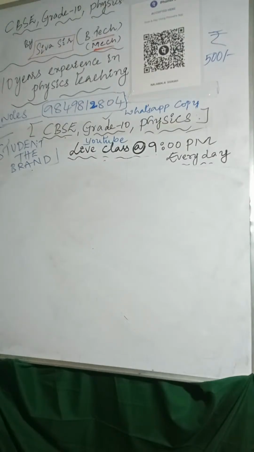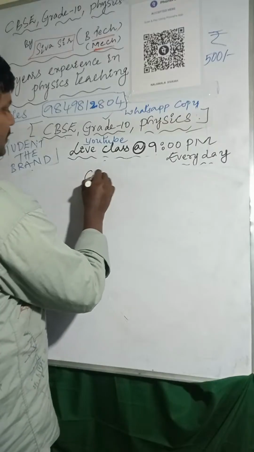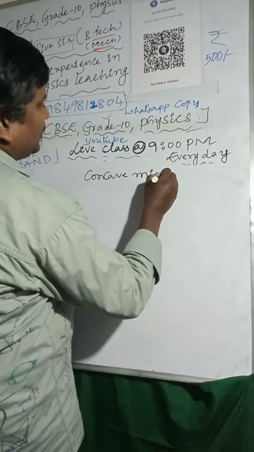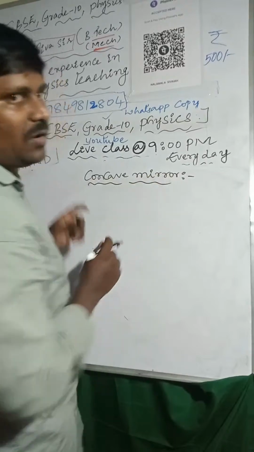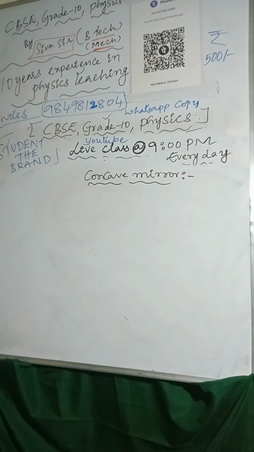Now see, image formation by concave mirror and convex mirror. I am considering the concave mirror. So this is the concave mirror. In a concave mirror, if the object is placed at infinity, the image will form at the focus.